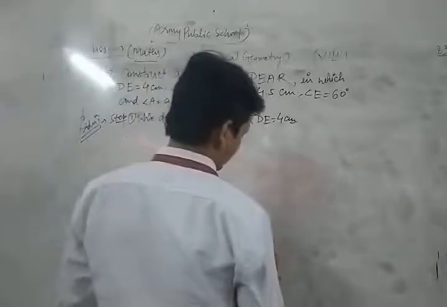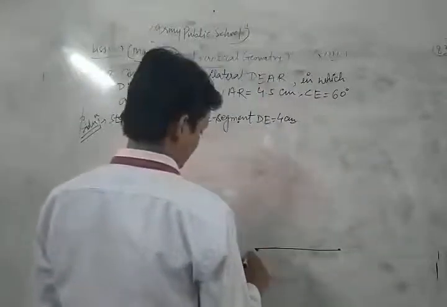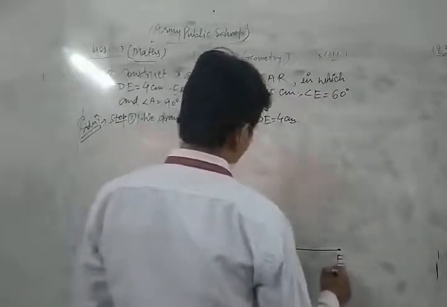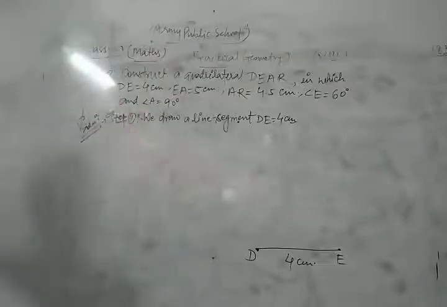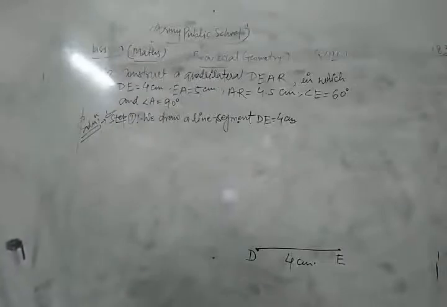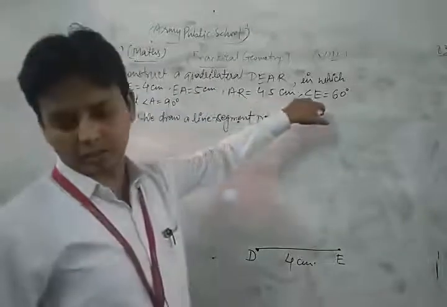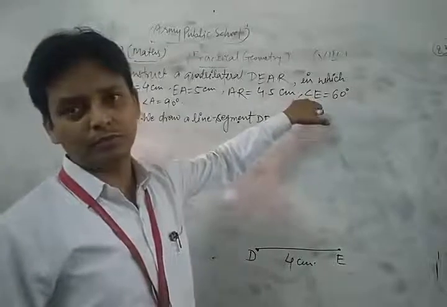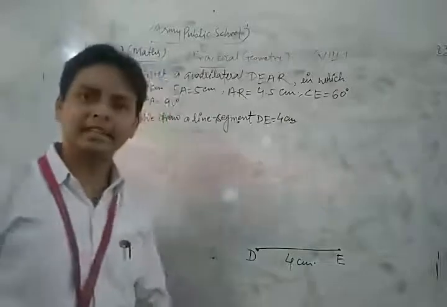So let's see. Dear friends, in the first step we draw a line segment DE which is equal to 4 centimeter. This is our first step of construction. Now it is clear from the question that angle E is equal to 60 degree. Now from point E, let's see this one.